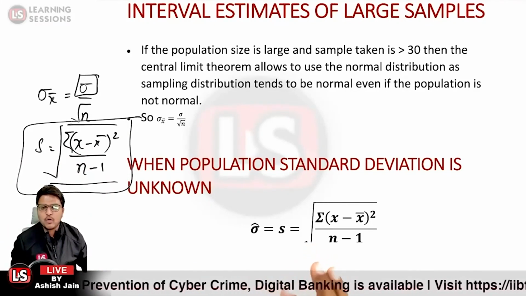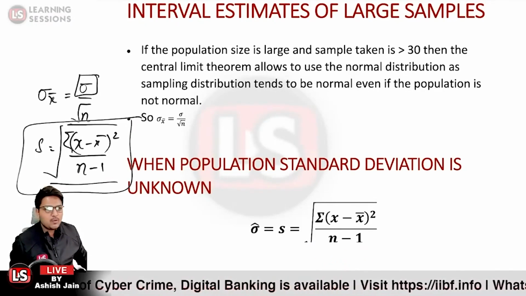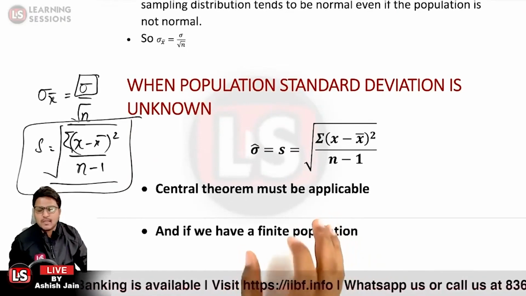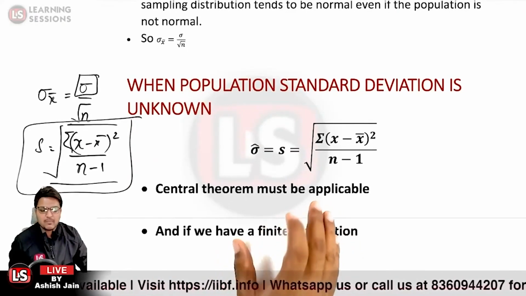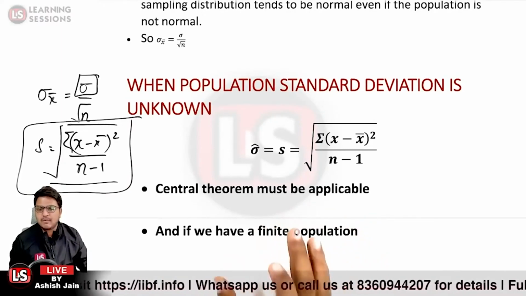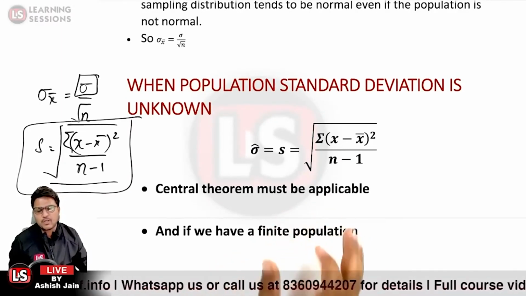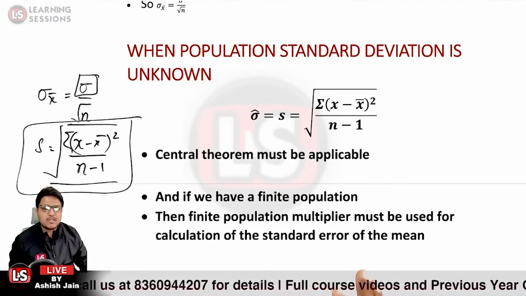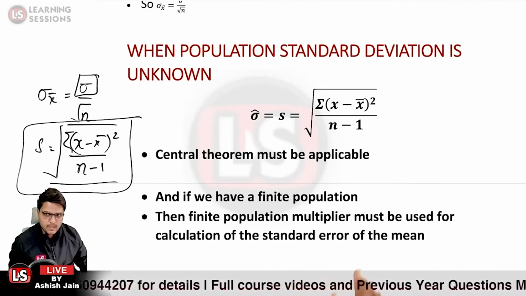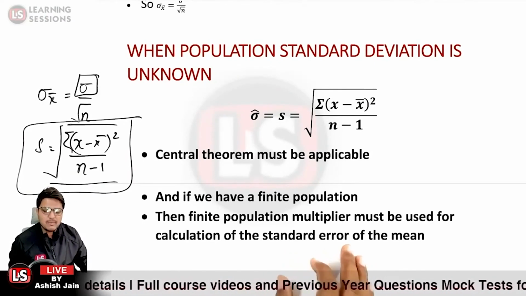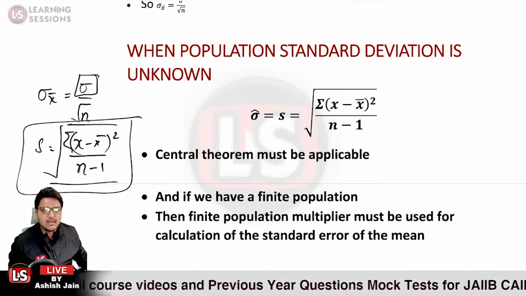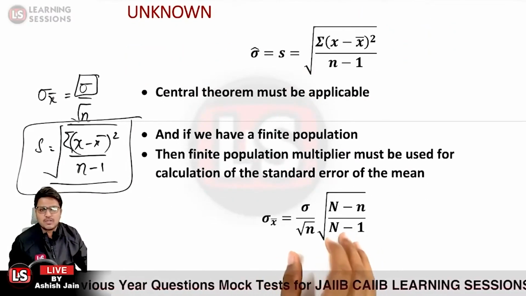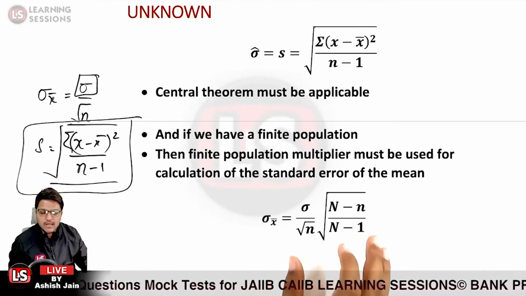It is related to when we want to calculate the interval when the population standard deviation is not known. So the central limit theorem, when we can basically use this, when the central limit theorem is applicable. And when we are having a finite population, the finite population multiplier must be used, which is equal to capital N minus n divided by capital N minus 1. That is the formula to be used for this calculation. Is that clear? We have already covered that.